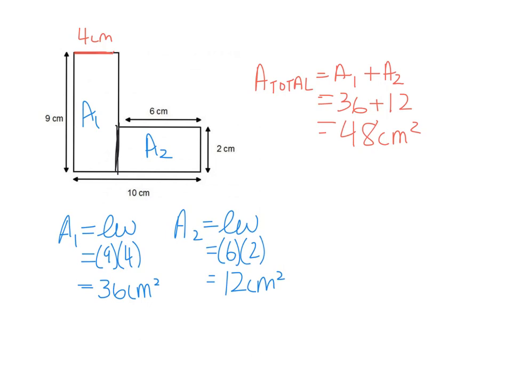Okay, reviewing that again one more time. I divided up my shape into 2 rectangles. Here's rectangle 1, here's rectangle 2. I labeled them A1, A2. I found the missing side. I needed to know the width of this rectangle to be able to solve for the area. I then write my total area equation. A total equals A1 plus A2. I then solve A1 and I got 36 centimeters squared. I then solve A2 and I got 12 centimeters squared. I then substitute those values in for A1, 36, for A2, 12. 36 plus 12 gives me 48. The answer is 48 centimeters squared.